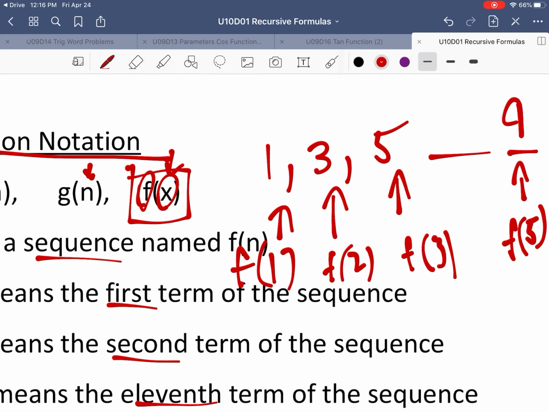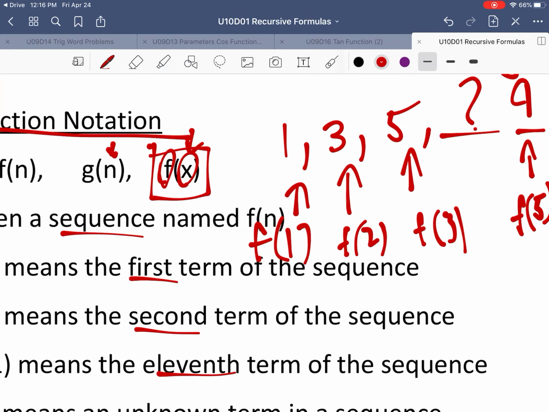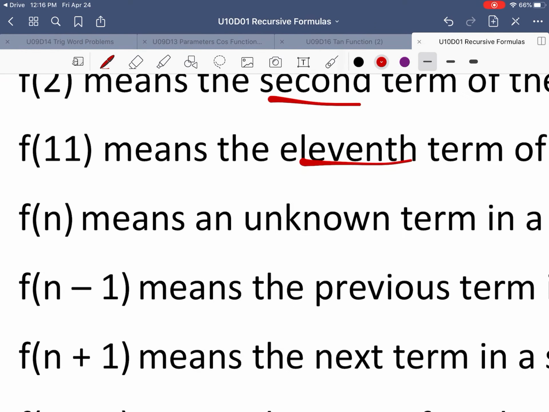There's also something called an explicit sequence, which we'll talk about next class. But the recursive sequence means you need to know the previous term in order to find the next term. So it's not an efficient way to find values, but there are some sequences that can't be represented by a single formula, which is what an explicit sequence is, and we'll talk about that again next class.